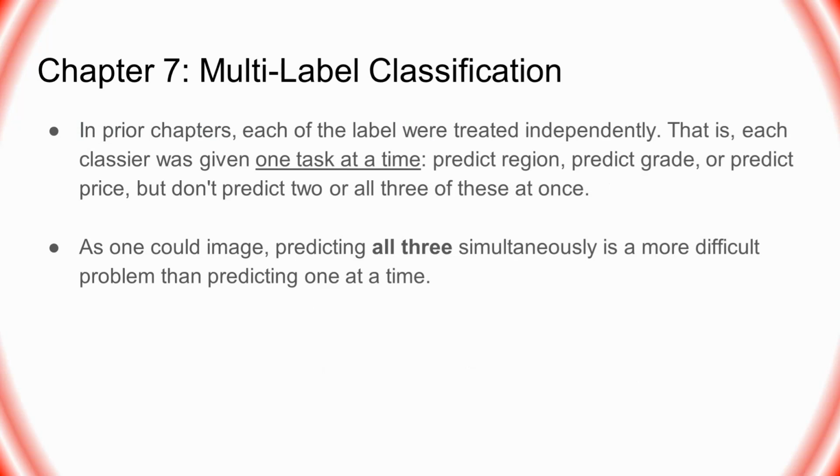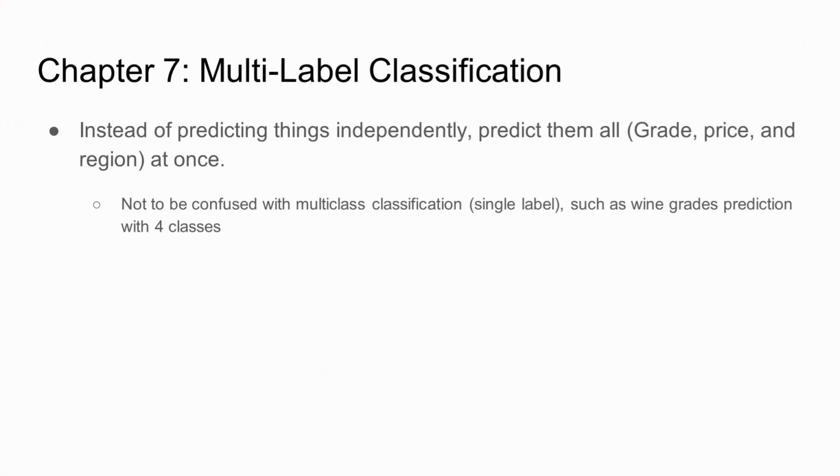As a quick picture, if we want to predict all three labels simultaneously, it is a much more difficult problem. It is not independent information anymore. We want to predict all three together, and that creates a much more complicated prediction space. So instead of predicting things independently, we look at the Y attributes and predict the grade range, the price, and the region at the same time.